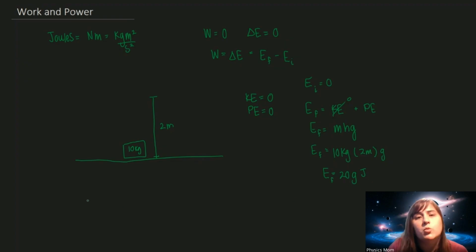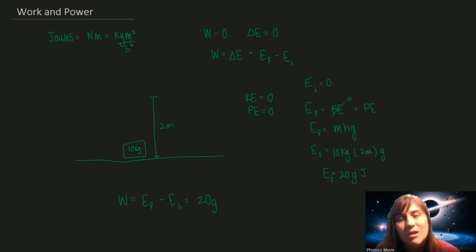And I can say, well, how much work was done on the crate? Well, if the work is the final energy minus the initial energy, the final energy was the 20 g, where g is for gravitational acceleration of Earth. You could plug in the number there and get some finite number, but I'm being lazy with my calculator here. 20 g joules minus the 0 joules it started with, and that's how much work is done, if it didn't have any energy going into it.